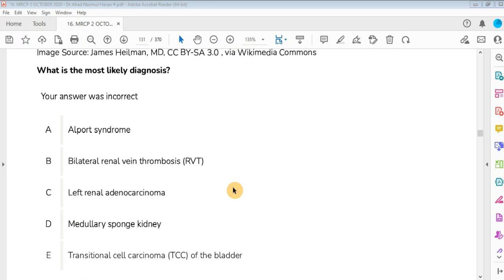What is the most likely diagnosis? A, Alport syndrome, B, bilateral renal artery thrombosis, C, left renal adenocarcinoma, D, medullary sponge kidney, E, transitional cell carcinoma of the bladder.